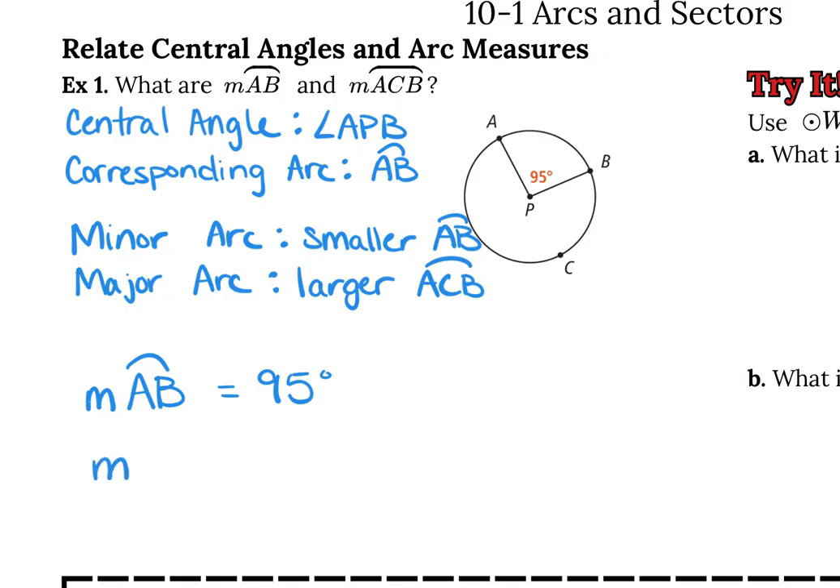Then we want to find the measure of arc ACB. And if I know that arc AB is 95, I can take 360, subtract off the arc that we already know, that 95, and that's going to give me a measure of 265 for that arc ACB.